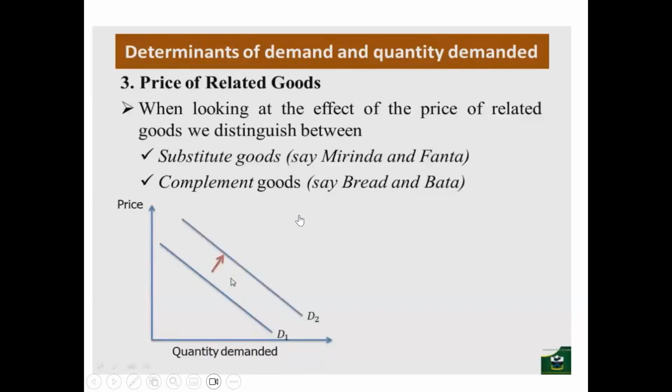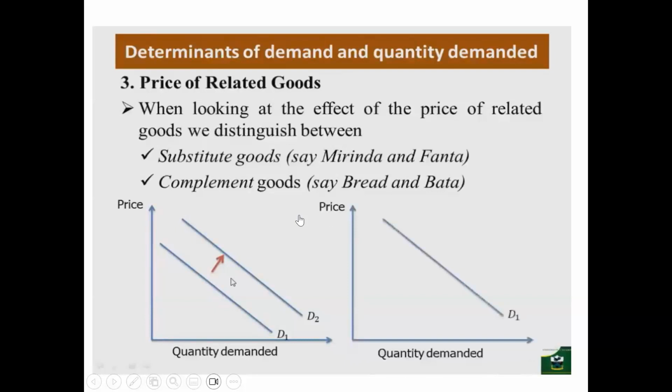Conversely, a decrease in the price of Fanta will cause the quantity demanded of Fanta to increase. As a result, people will start shifting away from Mirinda to buying more of Fanta. So the reduction in the price of Fanta has caused a decrease in the demand for Mirinda. With our initial demand curve D1, a decrease in the demand for Mirinda will be displayed by a shift in the demand curve down and to the left.